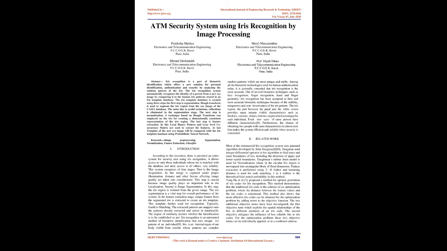Iris recognition is an automated method of biometric identification that uses the unique iris pattern of an individual. Iris is an internal organ of our body visible from outside whose patterns are complex.